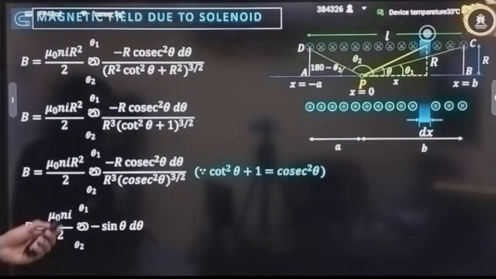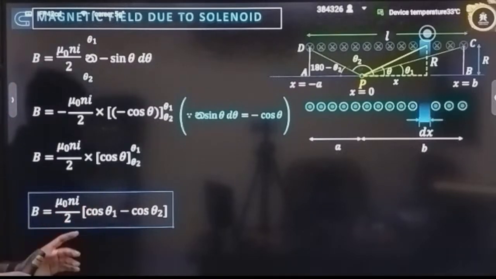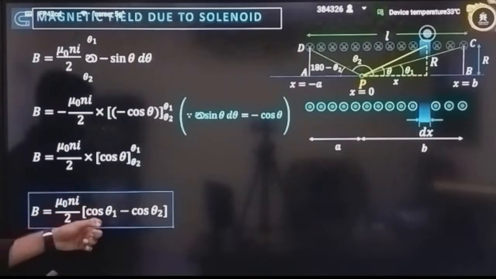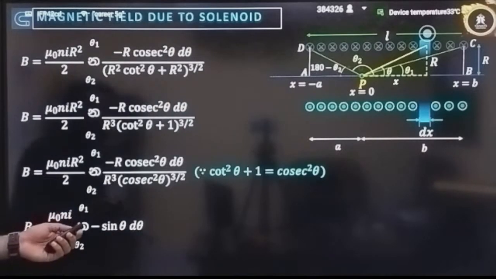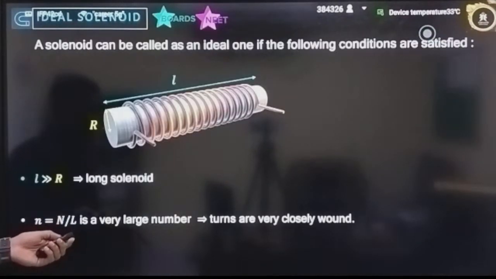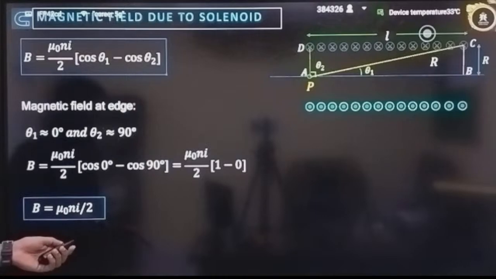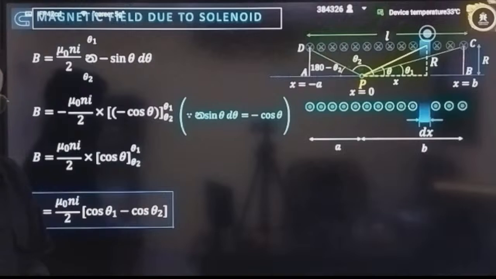So the final result that you have to remember, after doing this much long integration: you will be having mu naught ni, because the r square term will completely cancel, mu naught ni divided by 2 times cos of theta 1 minus cos of theta 2. Correct? I think I have put the limits a little bit wrong. You will be integrating from cos of theta 1 to cos of theta 2. So finally the result you will be remembering here is mu naught ni divided by 2 times cos of theta 1 minus cos of theta 2. This is what you have to remember.